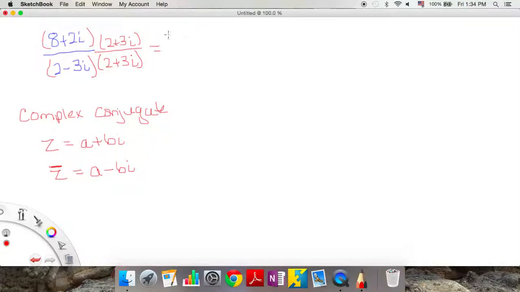So we FOIL this out. On the top, we get 16 plus 24i plus 4i minus 6, because we've got 2i times 3i, which gives us 6i squared, and i squared is -1. On the bottom we end up with 4 plus 9, because the minus 6i and plus 6i, those middle parts, go away. So our answer will be 10 plus 28i over 13, or we can split that out.